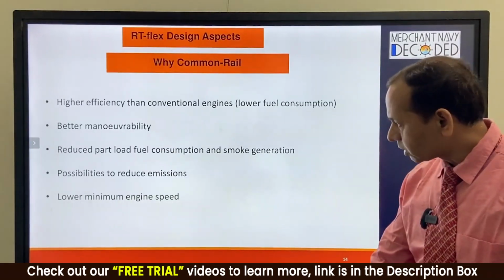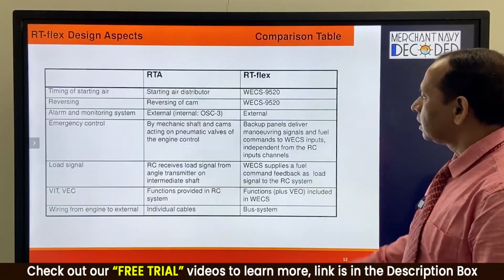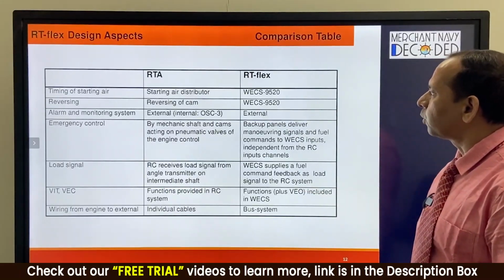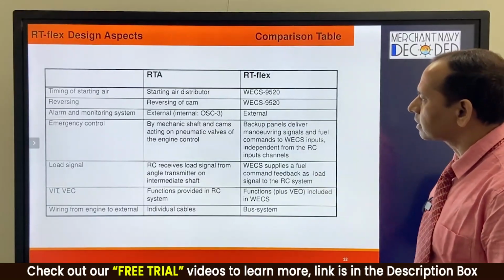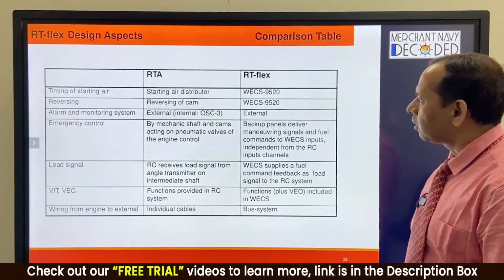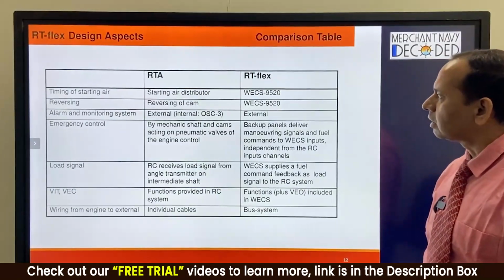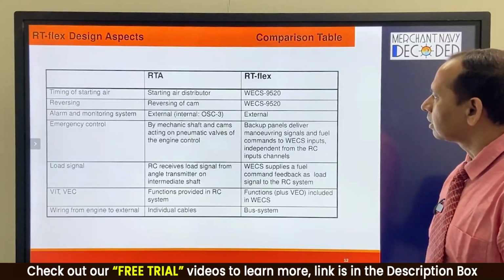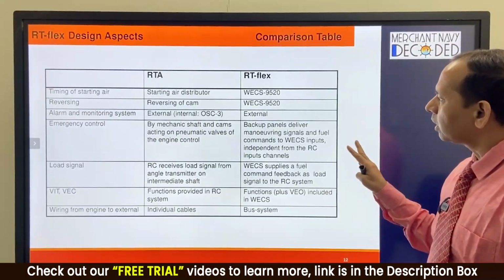So we have discussed till now these major changes in different components between RTA and RT-Flex, and I hope by now you will have a fair idea of how these two engines are different in their working, components and control.